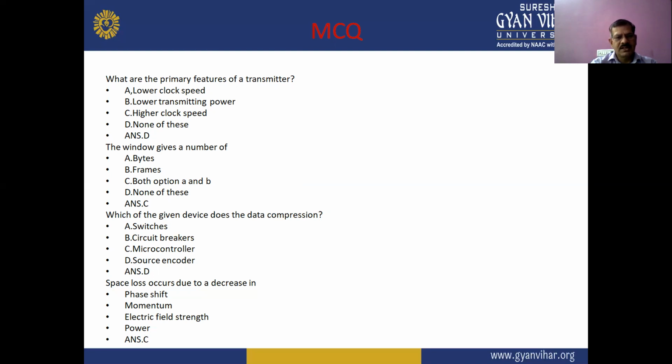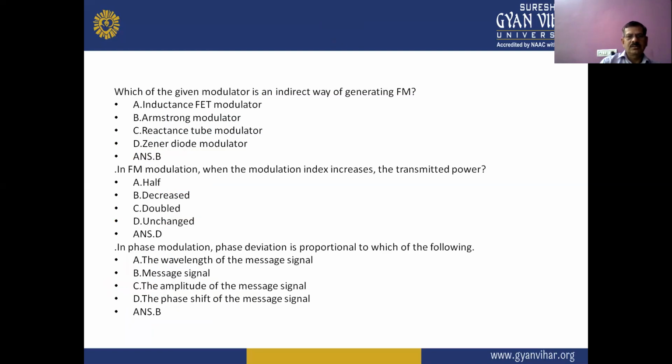Next one is, space loss occurs due to a decrease in phase shift, momentum, electric field strength, and option D is power. So space loss occurs due to the decrease in electric field strength. If we decrease the electric field strength, in that case space loss occurs. So the correct answer is option C here.